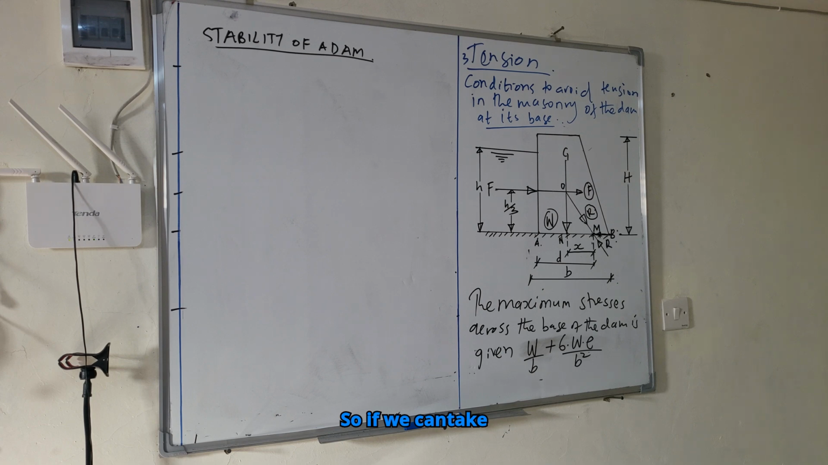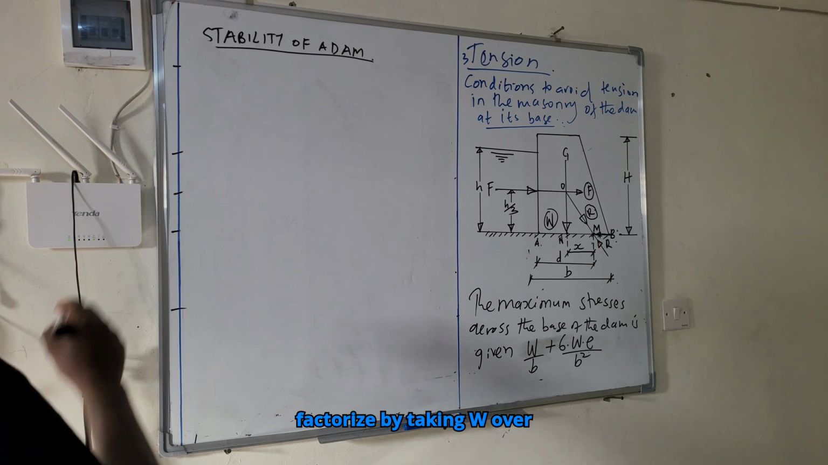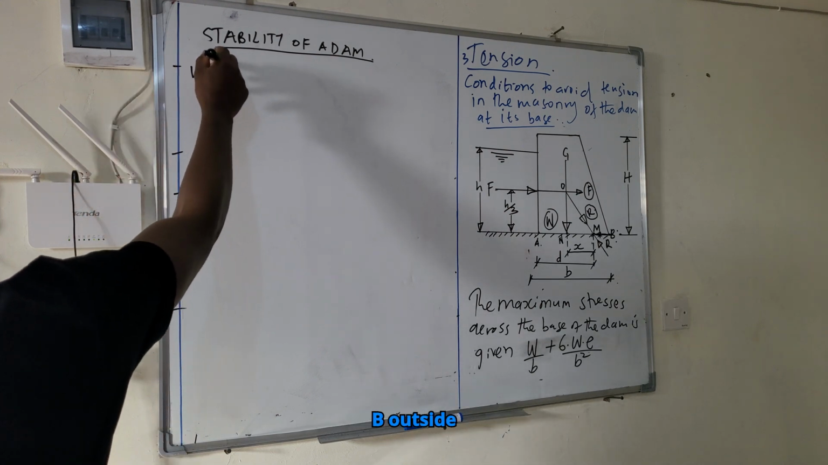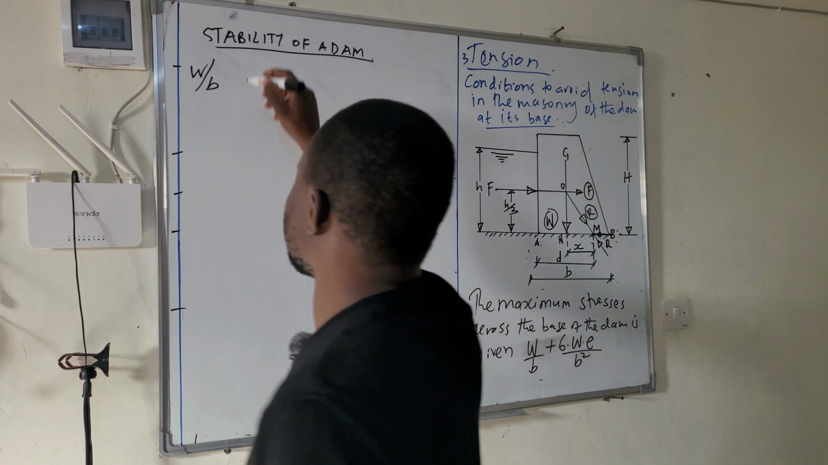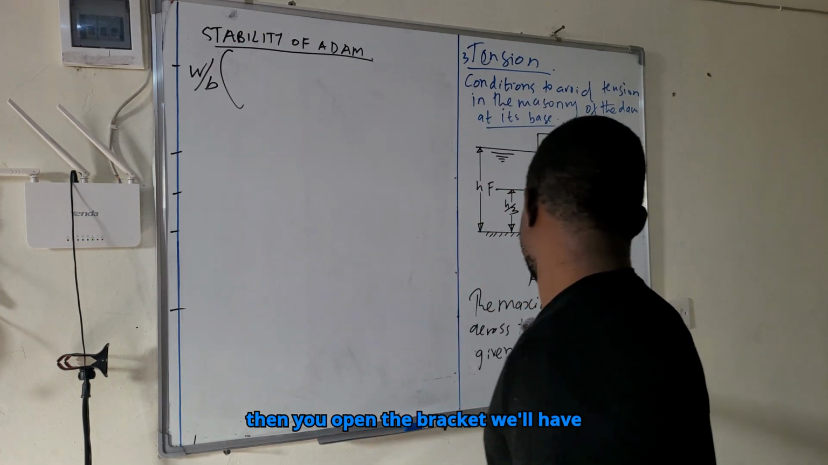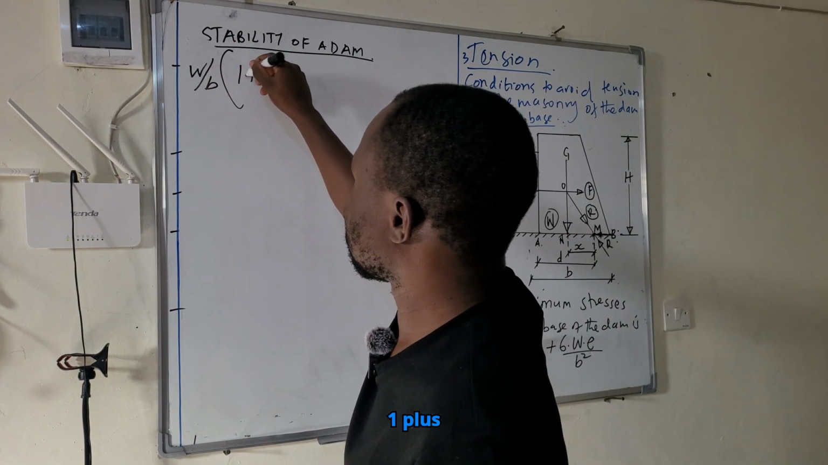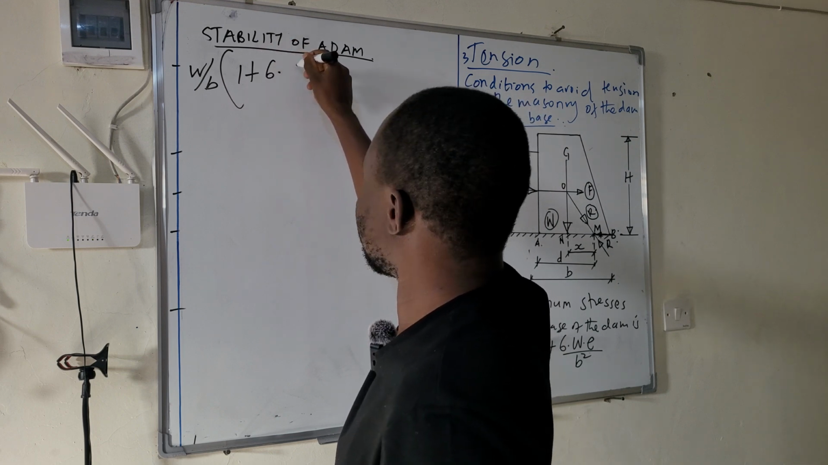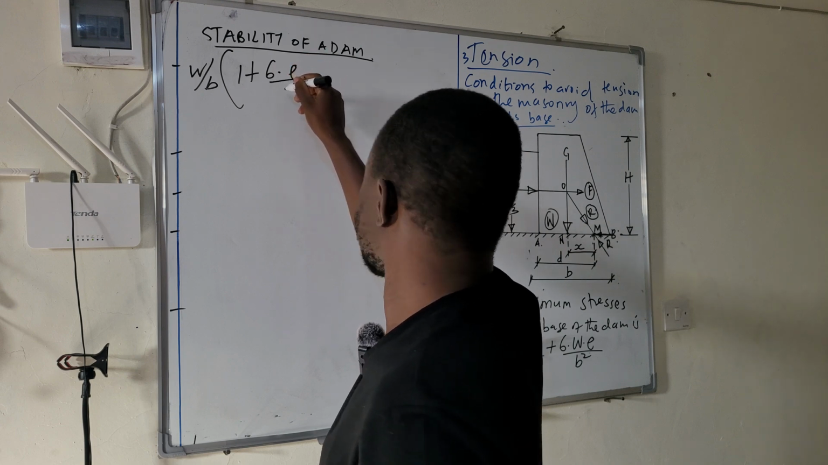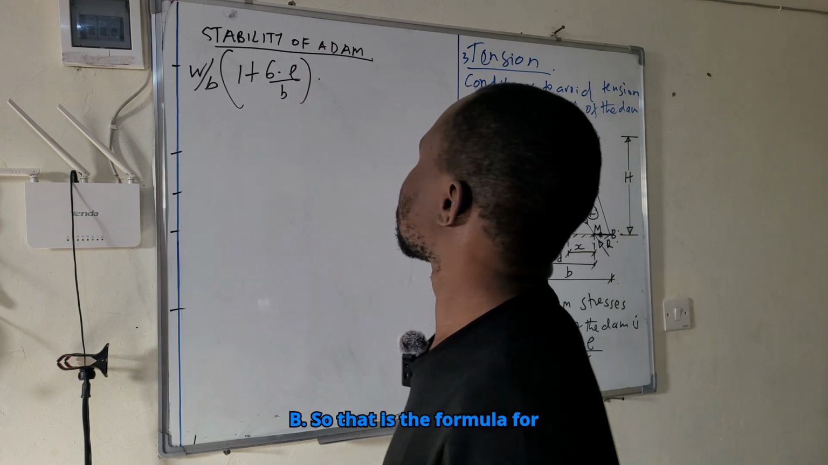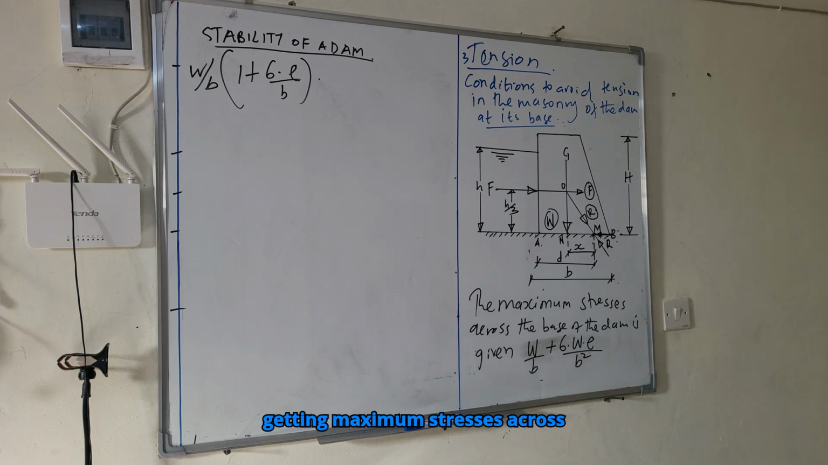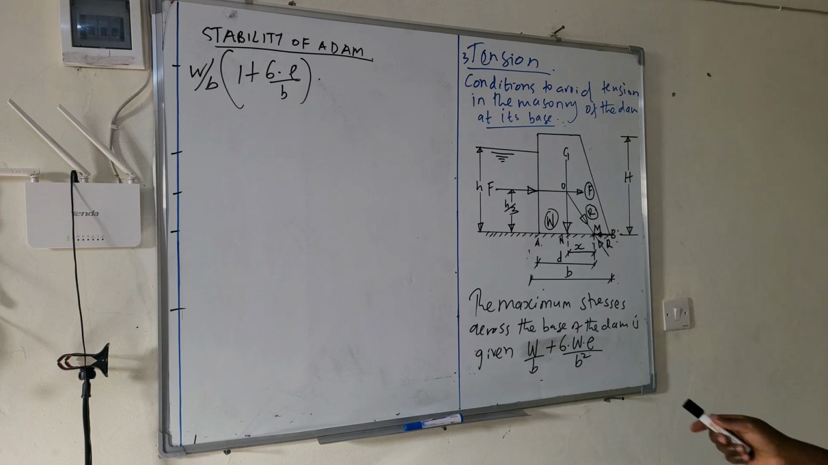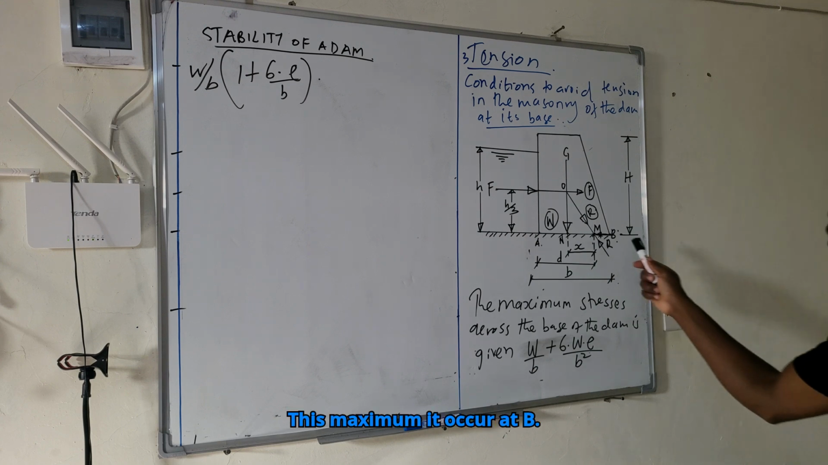So we can factorize by taking W over B outside, then we open the bracket, we'll have 1 plus 6E over B. So that is the formula for getting maximum stresses across the base of the dam. And this maximum occurs at B.